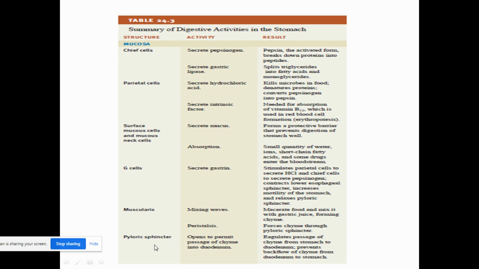The last one is the pyloric sphincter. What is the pyloric sphincter? It is a valve or an opening, a guard, which opens to permit passage of the chyme into the duodenum. So what does it do? It regulates the passage of chyme from the stomach to the duodenum and also prevents the backflow of chyme from the duodenum to the stomach. That is very important. Once the food enters the duodenum, it should not come back. So that is done by the guarding of the pyloric sphincter.